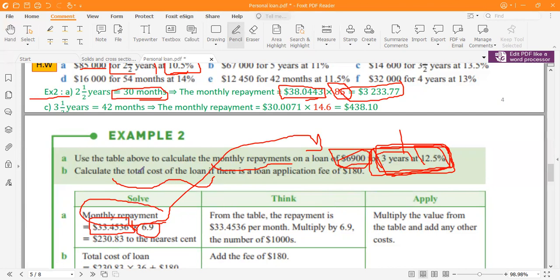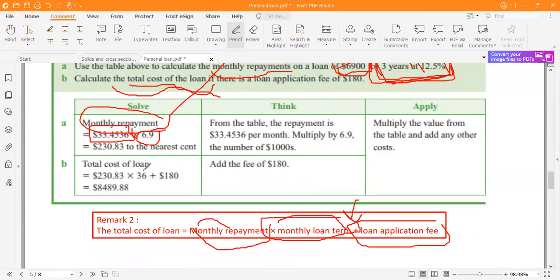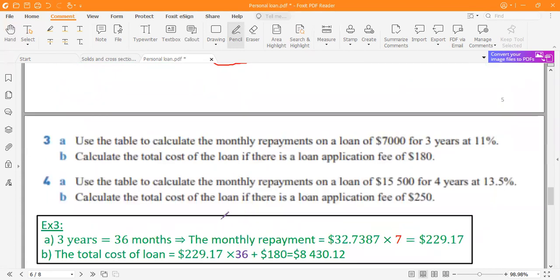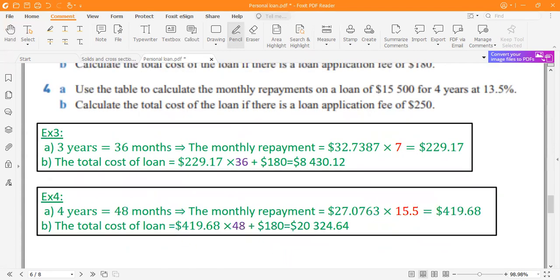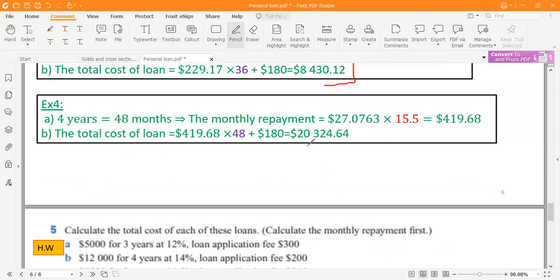Okay, and to obtain the total cost of the loan, we multiply first by the monthly loan term, 36, plus the application fee, which is equal to 180, to obtain the total cost of the loan. So it is easy to solve exercises 3 and 4 also, and to obtain the indicated results.